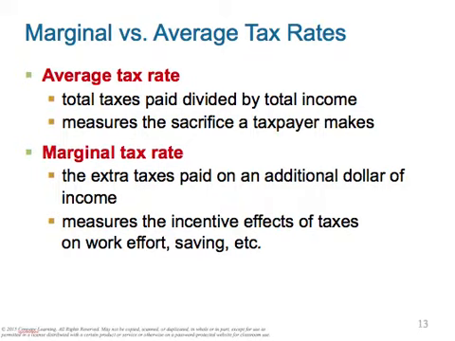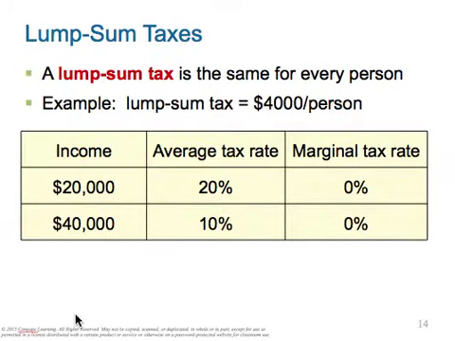So as the marginal tax rate increases, it will affect your willingness to work, because if you're taxed more and more of your hard-earned dollars, you're going to be less incentivized to work. Lump sum taxes. A lump sum tax is the same for every person. It's just a lump sum. Lump sum tax is, say, $4,000 per person.